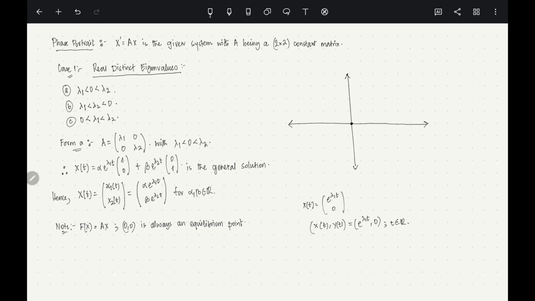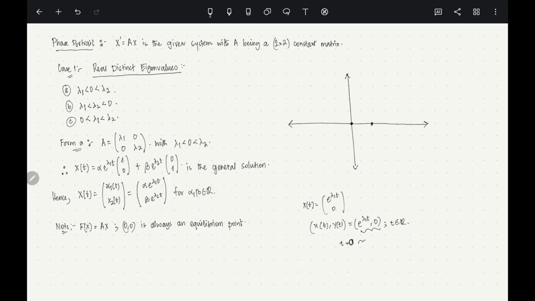Now you think about it. For a fixed t, let's say t equals 1, this is just a motivation. You don't have to write all these things. This is how you start. What is e to the power lambda 1 t? It's basically a real number, right? So let's say t equals 0. This point is nothing but 1, 0. So it is somewhere here. Let's say this is 1, 0.